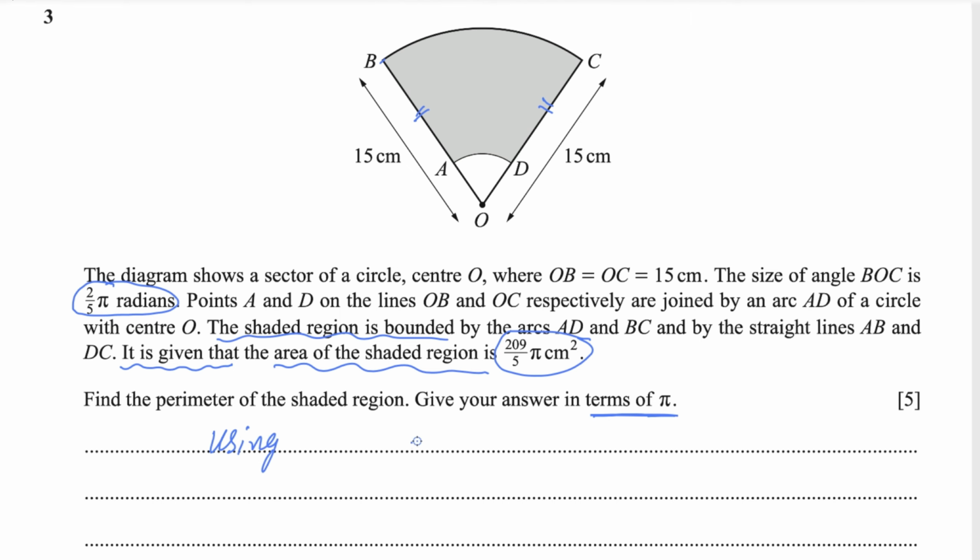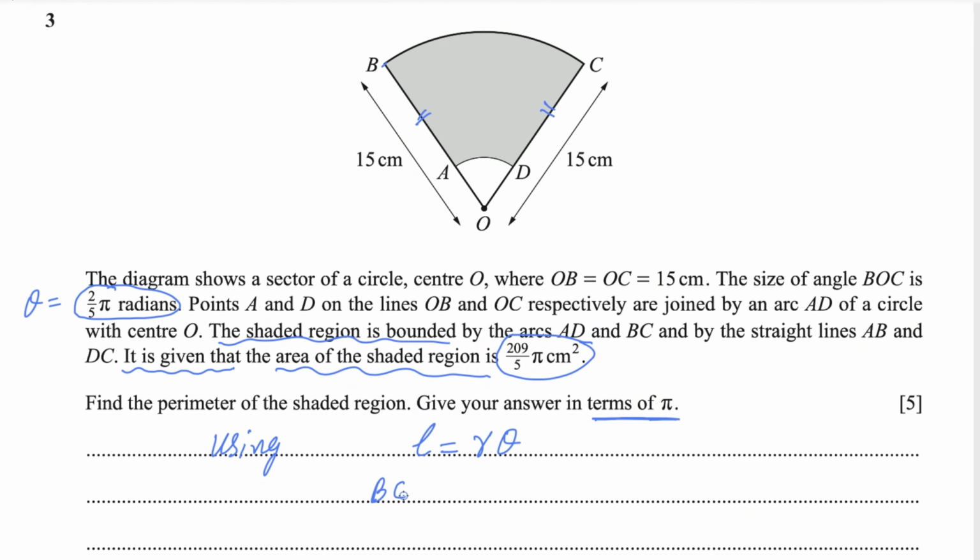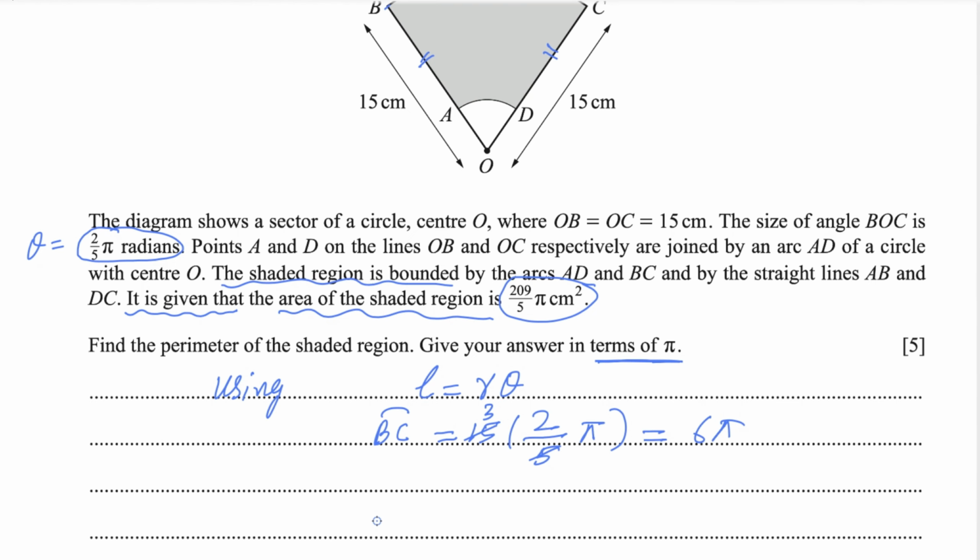Using L equals r theta, you know the formula for arc length. L is the arc length, r is the radius, and theta is the angle. So BC equals r theta, where r is 15 for the big sector and theta is 2 over 5 pi. Simplify these numbers: the 5 and 15 cancel, and you get 3 multiplied by 2 pi, which is 6 pi. So this is the arc length BC.